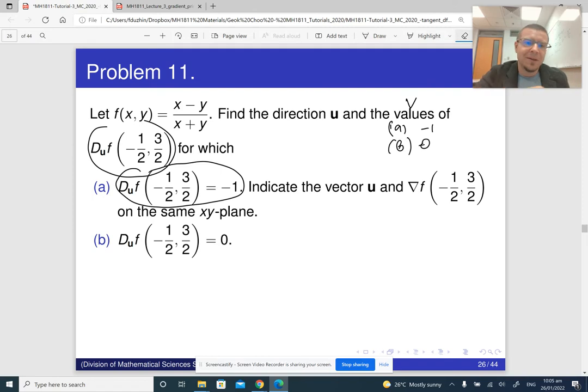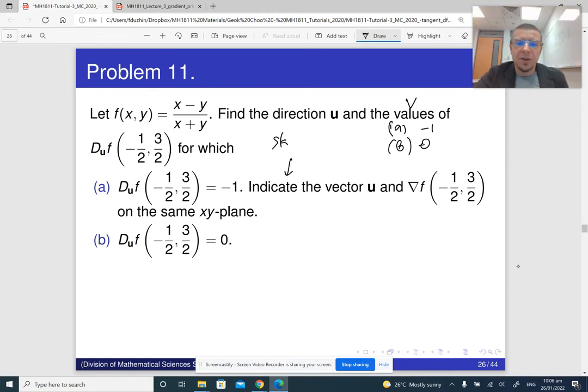So part of the problem is in the problem itself, but we need to find the direction for which the value of the directional derivative is given. In part A it is -1, and in part B it is 0, right? And in part A, we also need to indicate the vector u and nabla f on the same xy plane, right? So in part A, we need to do a little sketch or plot. Okay, so let's do that.